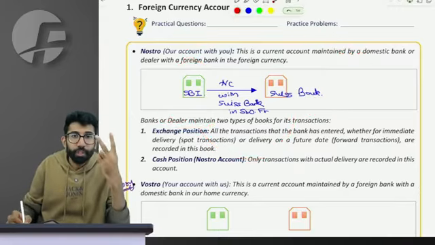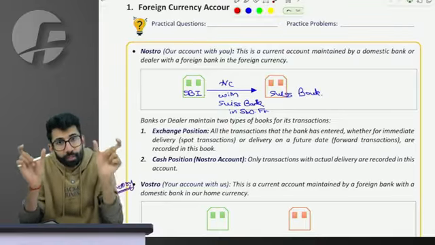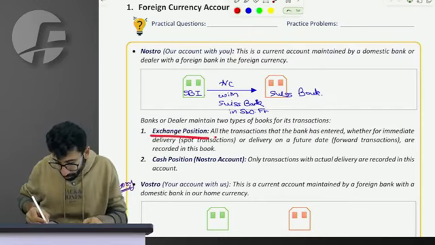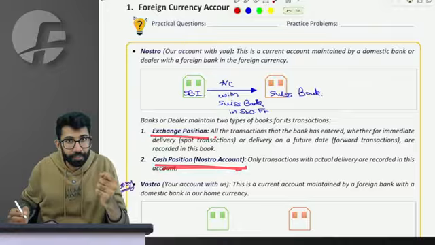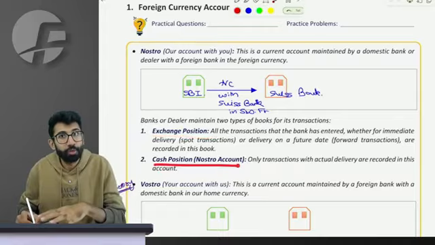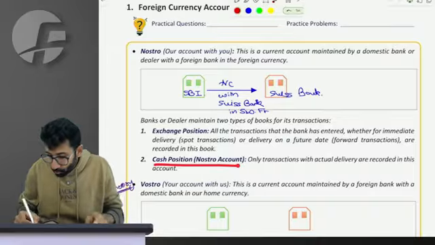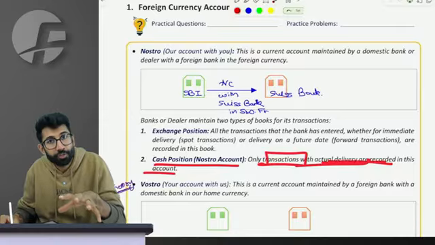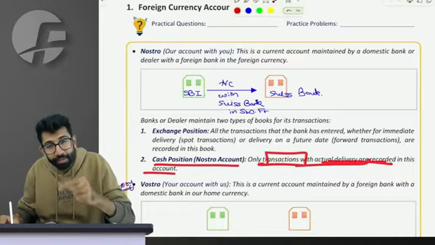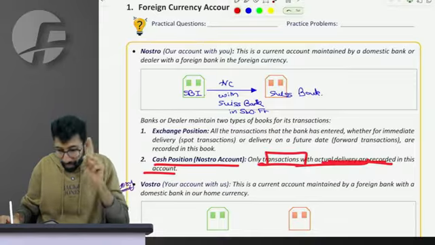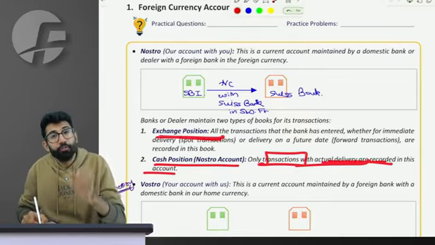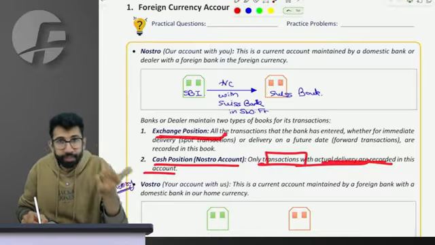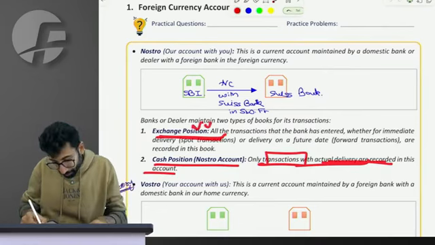We have to create two different ledgers, two different statements. One is called the exchange position, another is called the nostro account or cash position. This particular account records only cash transactions, which means only spot market transactions where the actual delivery and the actual buying and selling happens. Unlike this, the exchange position is where we record spot as well as derivative market transactions. Even if you enter into a forward contract, that is recorded here.